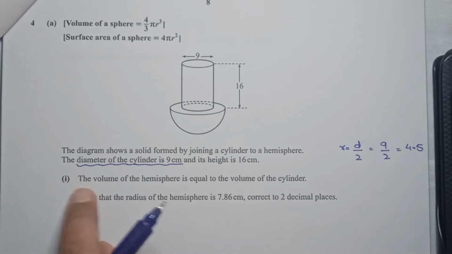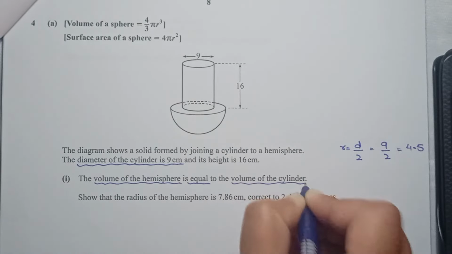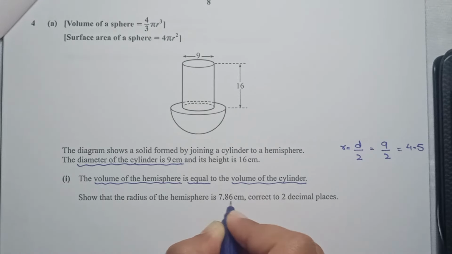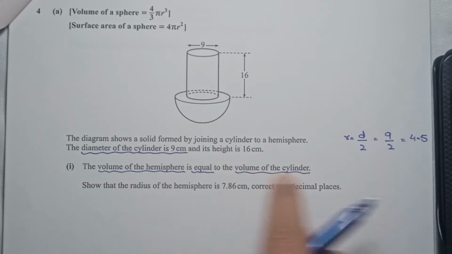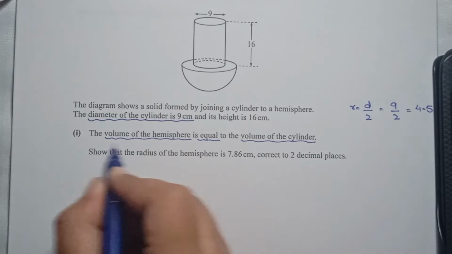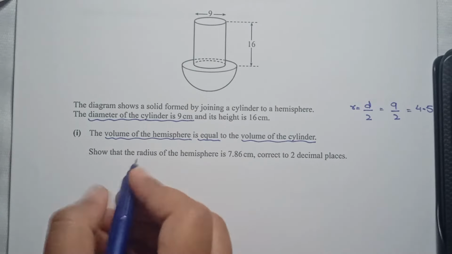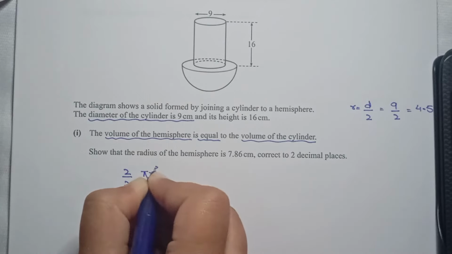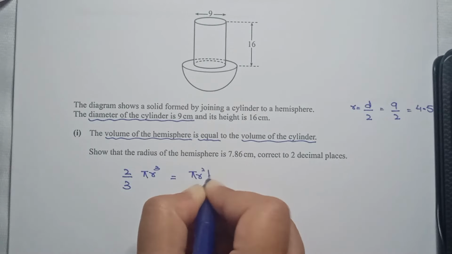Now for the first part, the volume of the hemisphere is equal to the volume of the cylinder. Show that the radius of the hemisphere is 7.86 centimeters, correct to 2 decimal places. By using the given information we can find the radius of the hemisphere. The volume of a hemisphere is equal to the volume of the cylinder. The formula for the volume of a hemisphere is 2 by 3 pi r cubed, which equals the volume of the cylinder, pi r squared h, right?